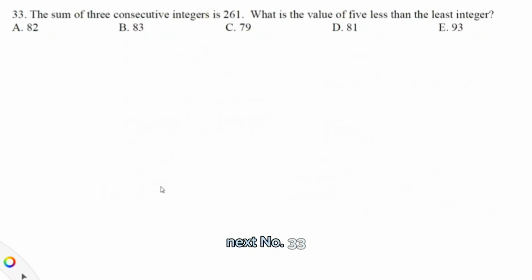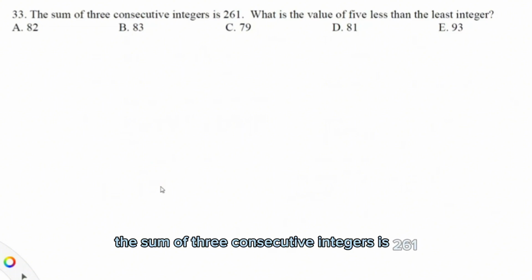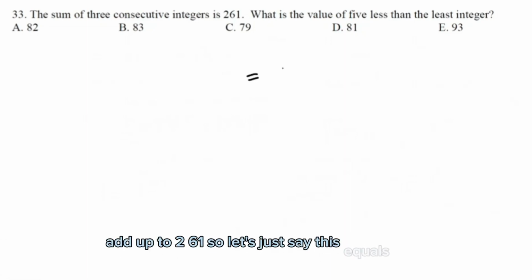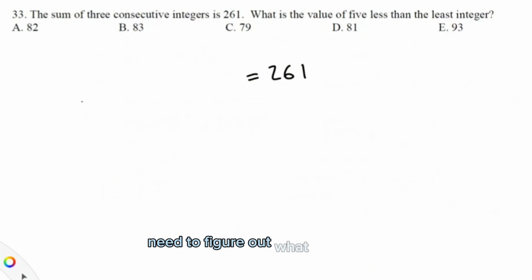Next, number 33. The sum of 3 consecutive integers is 261. What is the value of 5 less than the least integer? Alright, this might seem like a pretty hard problem, but it's actually pretty simple. So 3 consecutive integers add up to 261. So let's just say this equals 261. We need to figure out what this side is.